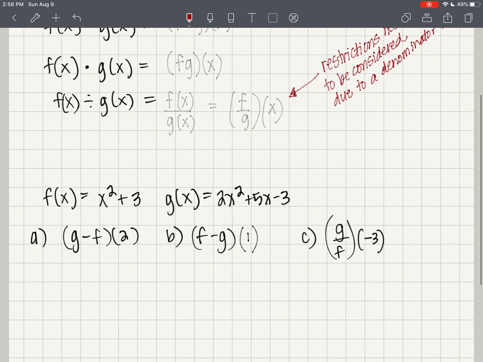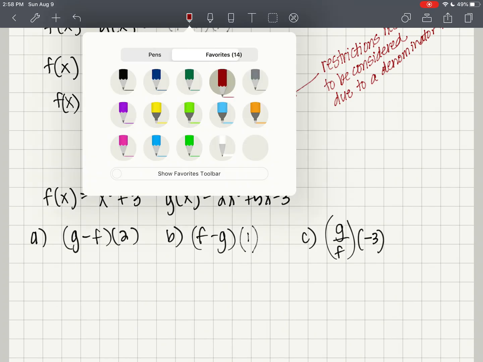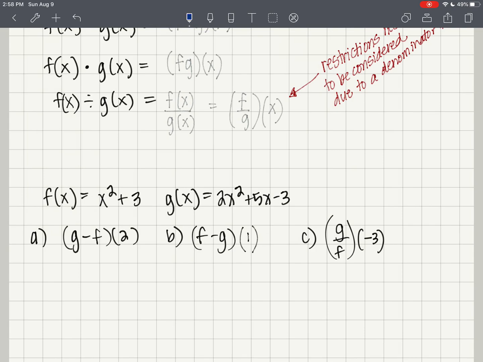Okay, so let's practice with this. If I have g minus f of 2, we're going to talk about numerical inputs. So all of these are going to be numerical inputs. This is a numerical input. Well, g minus f of 2 is the same thing as g of 2 minus f of 2.